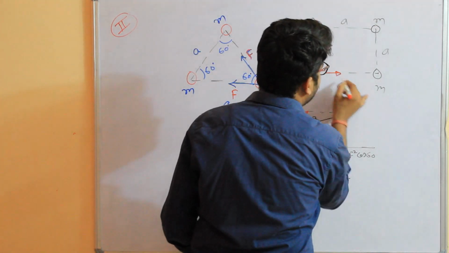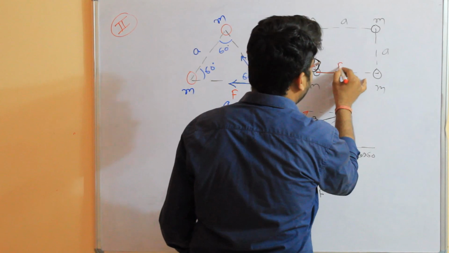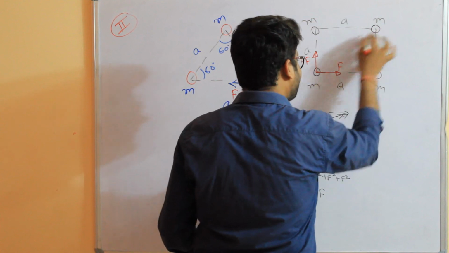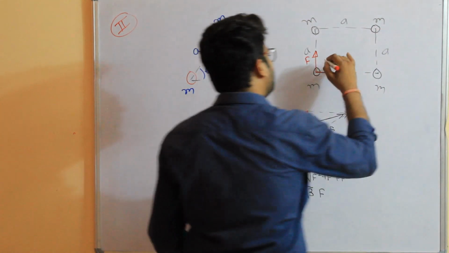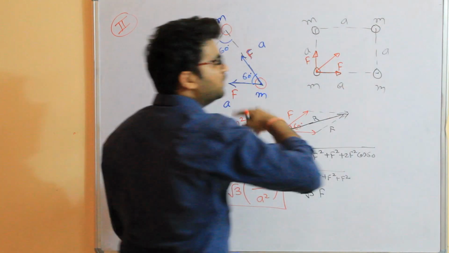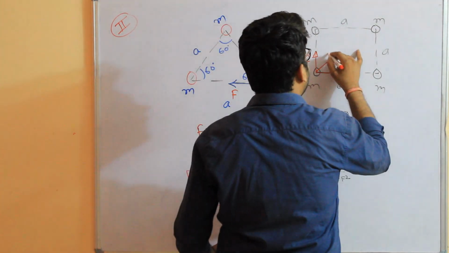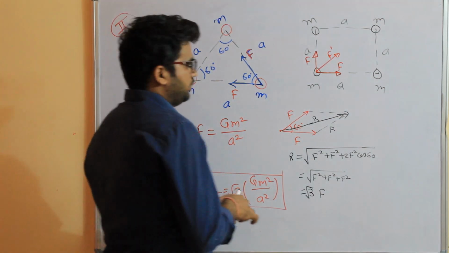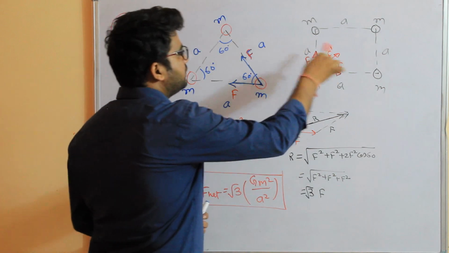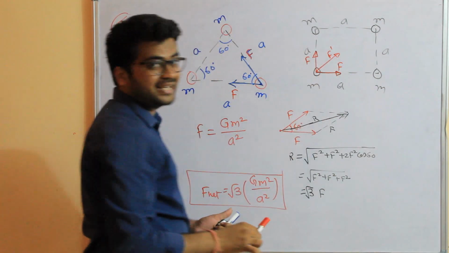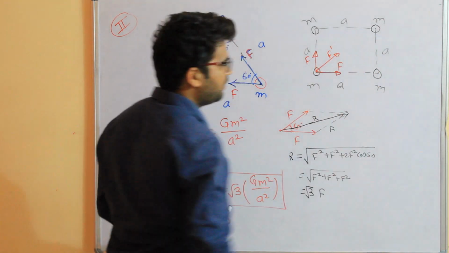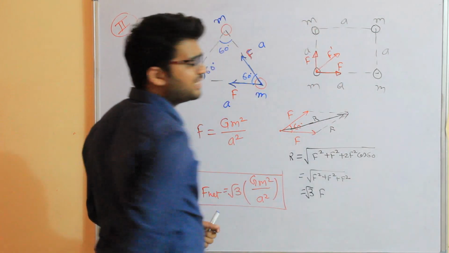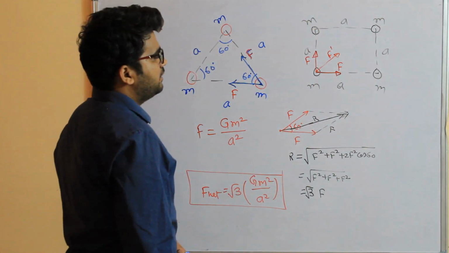So force due to this on this is F. Force due to this mass on this mass is F, and one more force is there, and that force is along the diagonal, isn't it? And this is F dash, supposed to be, right? So these two F are at an angle of 90, and this one is F dash. So these two resultants will come in the direction of F dash, and you will calculate the value, right?